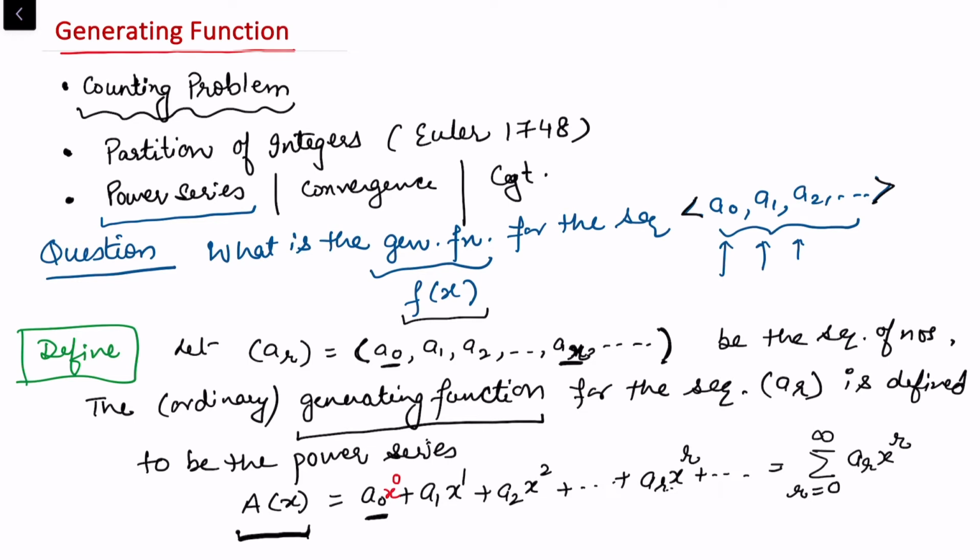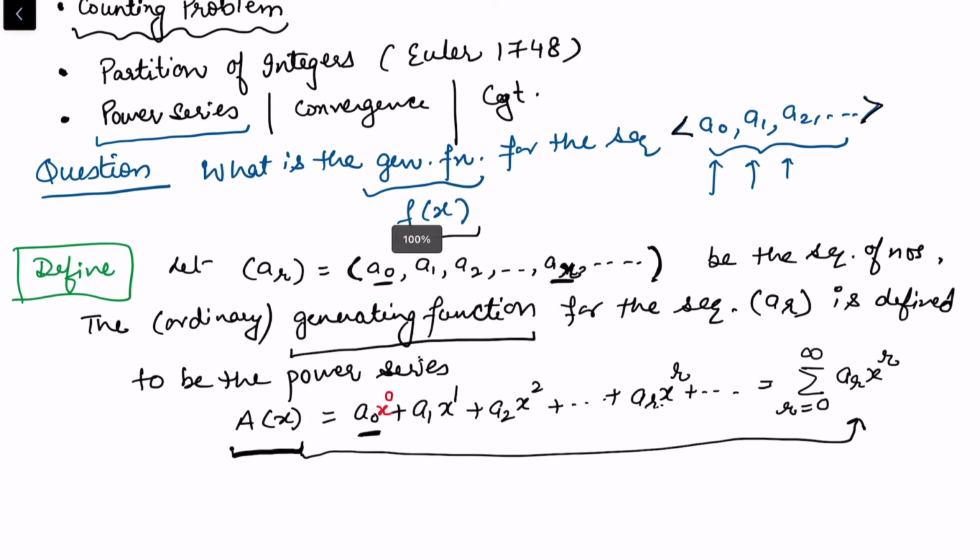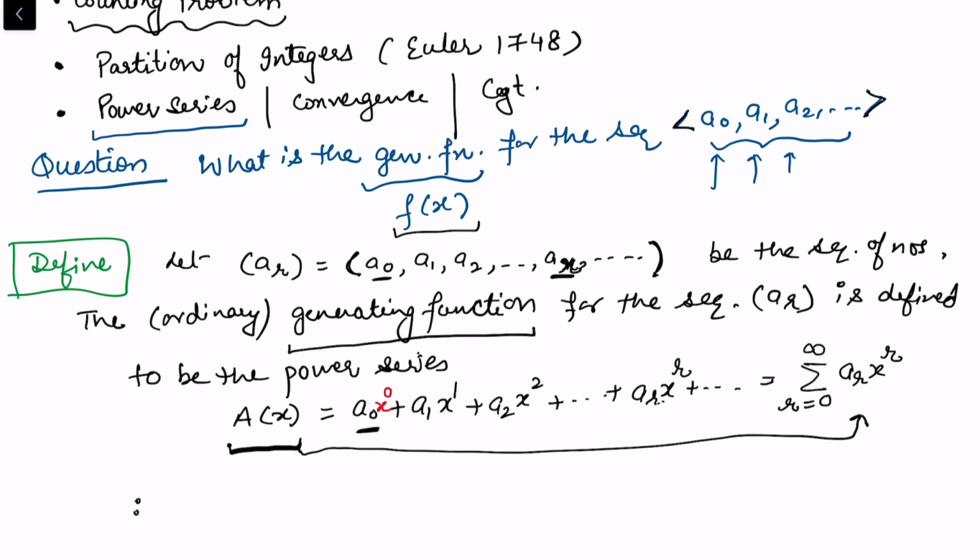So we see that A(x) is the generating function for the sequence a_r. I will call A(x) the generating function for the sequence a_r. This is what we mean by generating function.